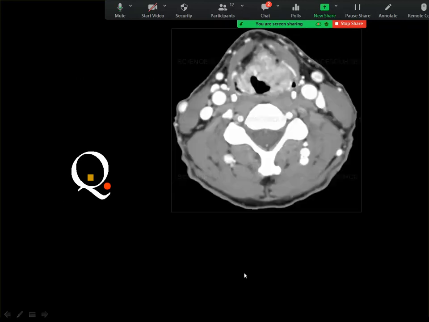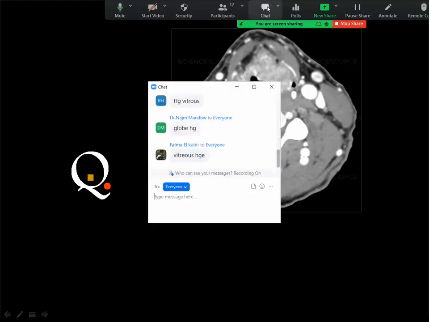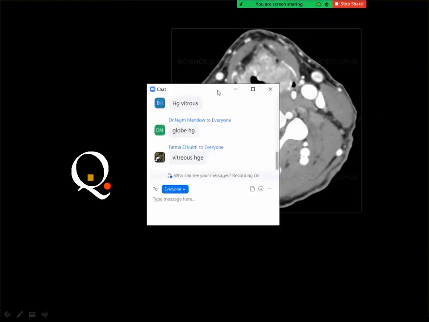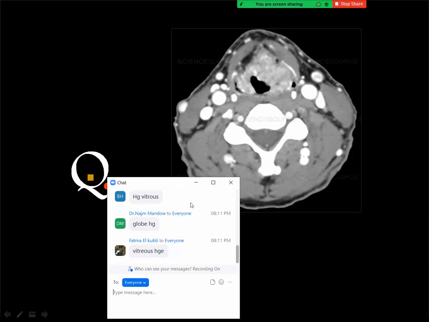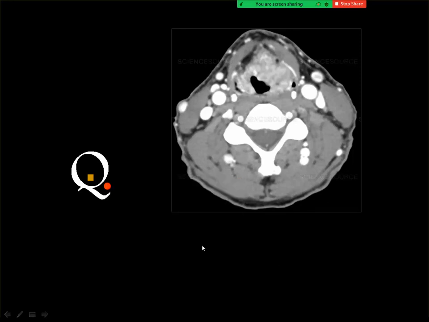Then the next case is an axial CT image of the neck at the level of the thyroid cartilage. No, this is not cancer thyroid. Laryngeal carcinoma, and the answer is good.